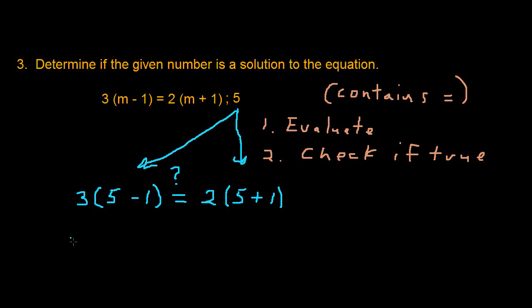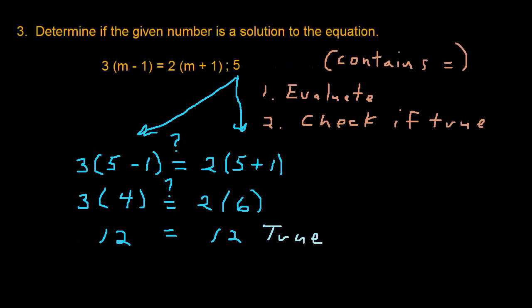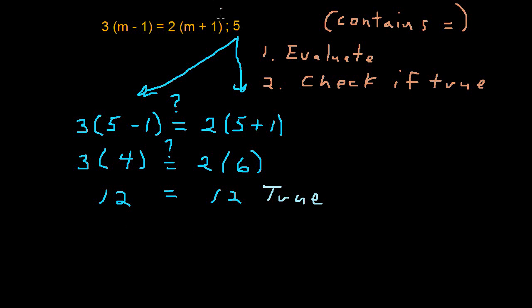And now it's time to perform operations. So first we need to do inside the parentheses first. What's 5 minus 1? It's 4. And we still don't know if that's true. What's 5 plus 1? It's 6. And 3 times 4 is 12. 2 times 6 is 12. Yes, we do have a true statement. So since it's true, 5 is a solution to this equation. 5 is a solution.